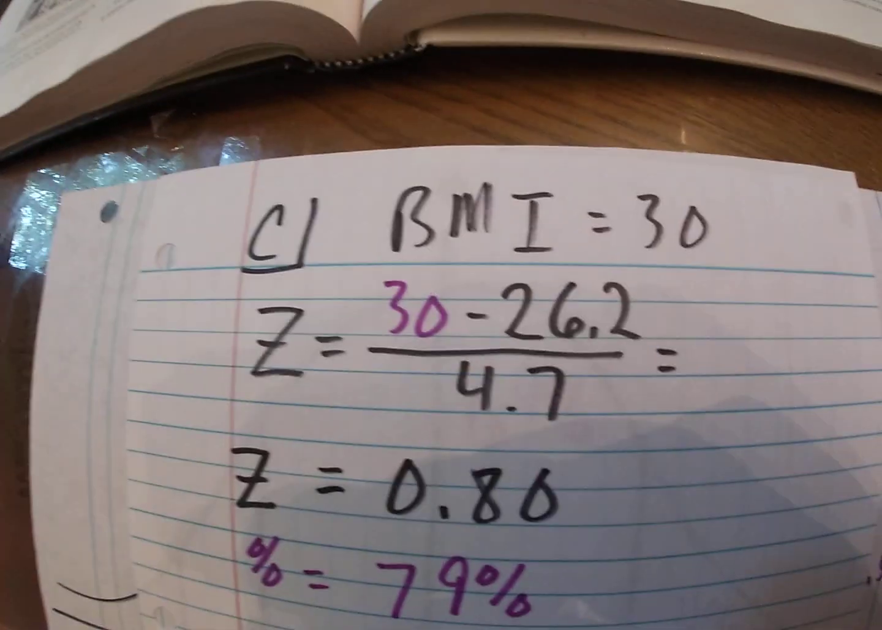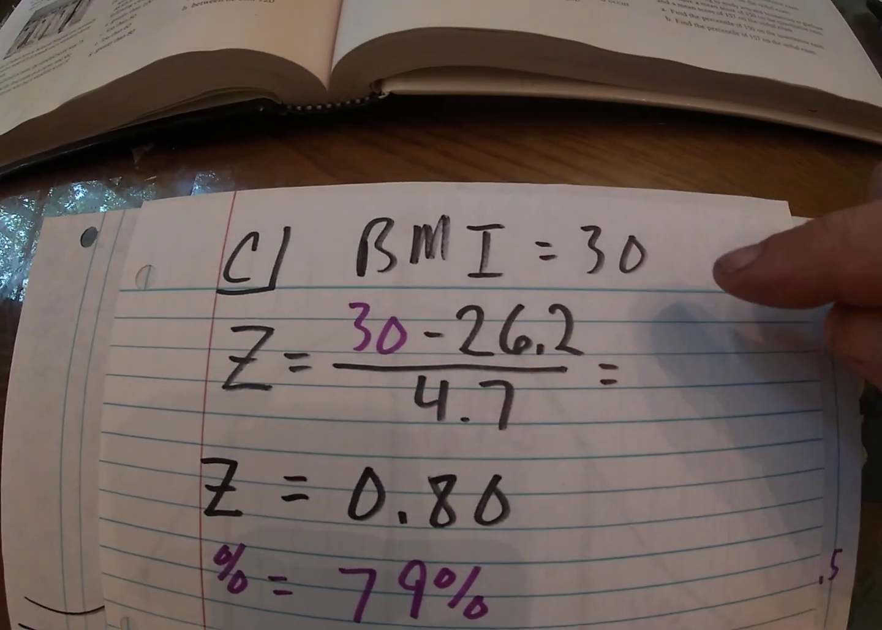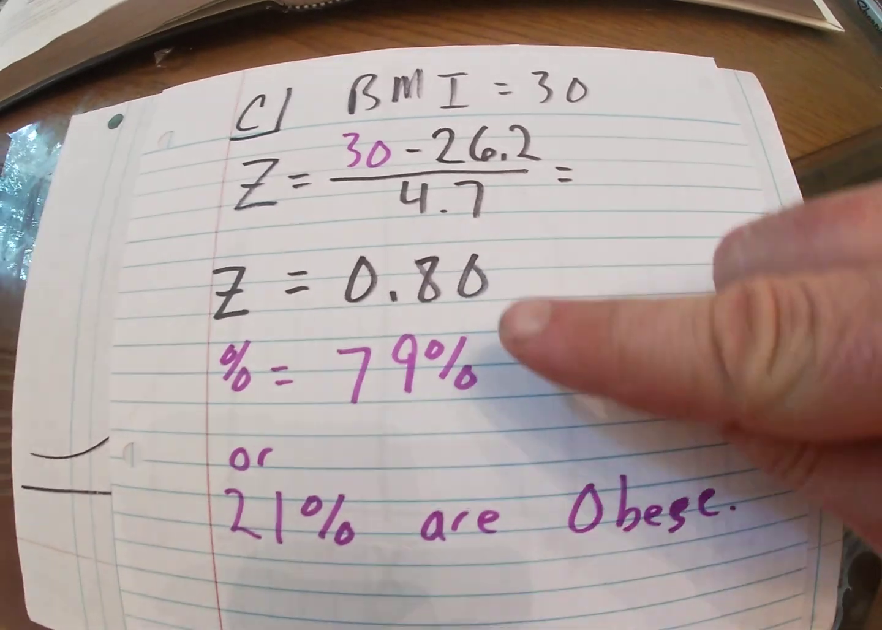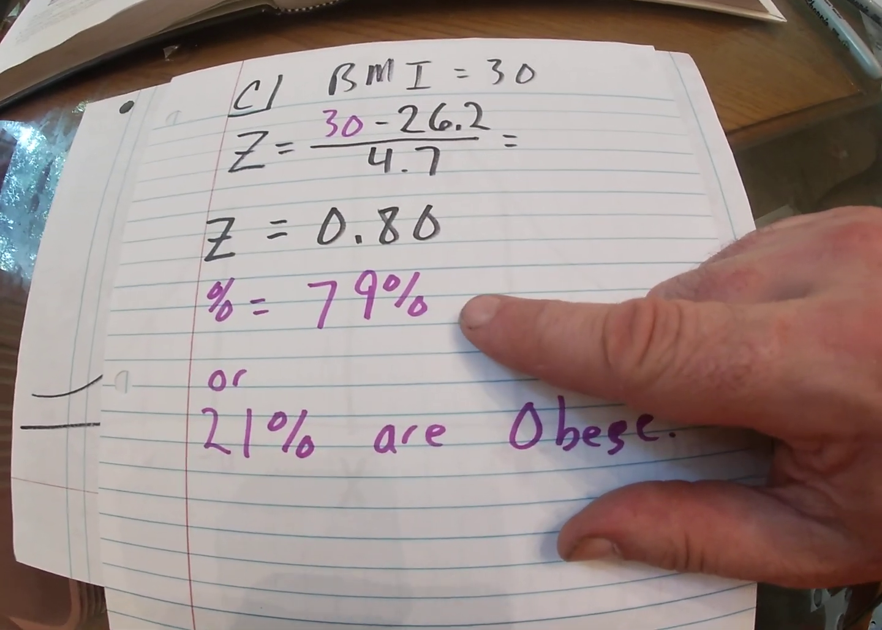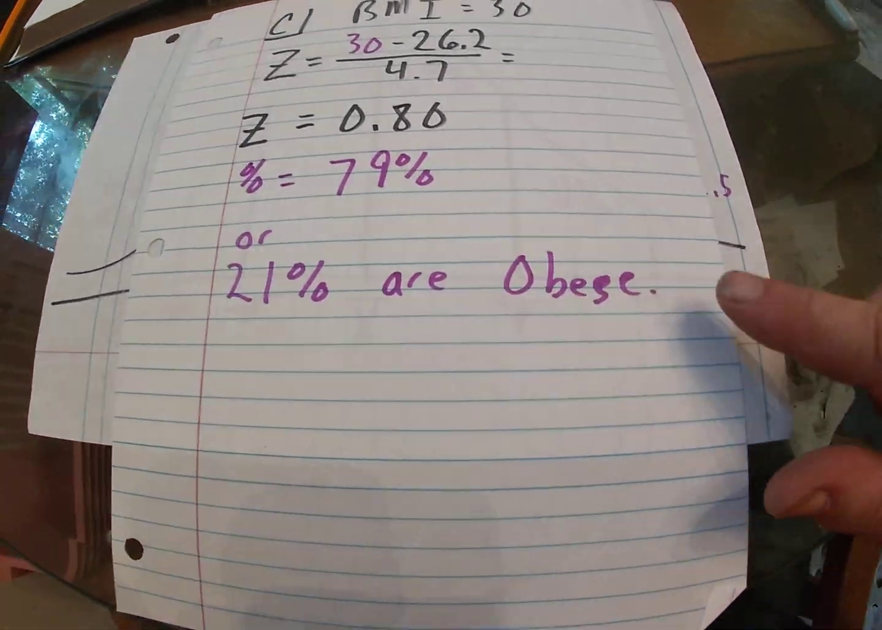Last but not least, I'll show you the last part too: how many people are obese in America? You just put in 30. This means that 79% of the people are not obese, but that means that 21% of the people are. At any rate, that means 1 in 5 are obese, is what the math is saying there.